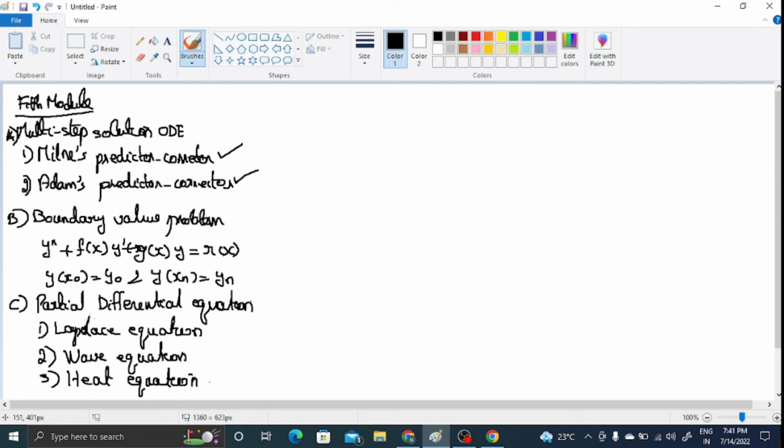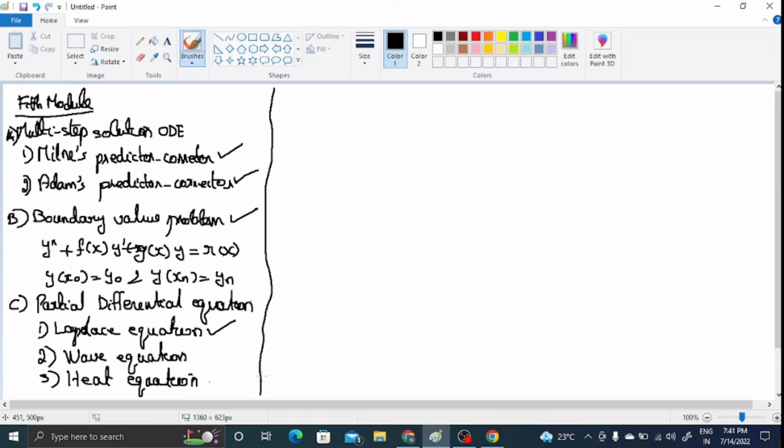So we are going to discuss the boundary value problem, and in part C, partial differential equation, we are going to discuss the Laplace equation. The wave equation and heat equation are not included in the syllabus. So we have to discuss four different topics. Any doubt? So these are the things that we are going to discuss in the fifth module. Any doubt?